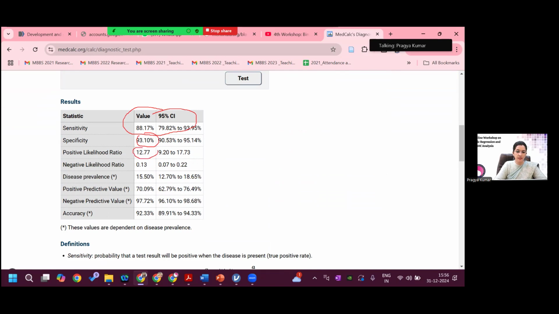It gives you the 95% confidence interval of sensitivity, specificity, positive likelihood ratio. You can see it is good. The negative likelihood ratio is also good because it is less than 1. Then disease prevalence, positive predictive value, negative predictive value, and accuracy. All these with the 95% confidence interval. Okay, so this was one thing.